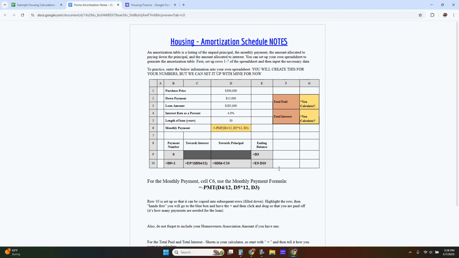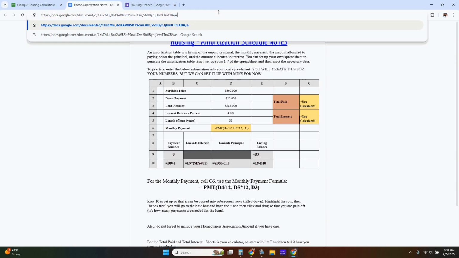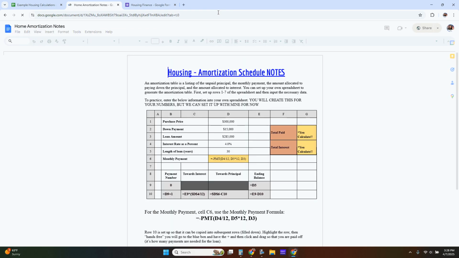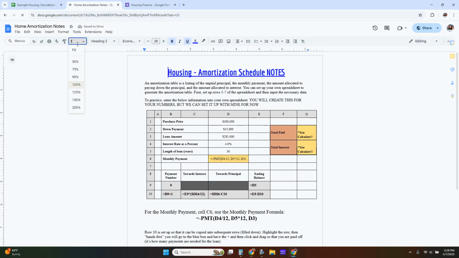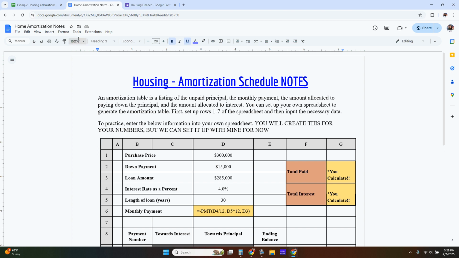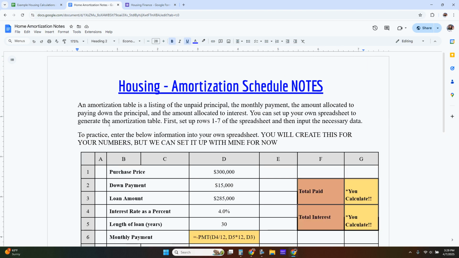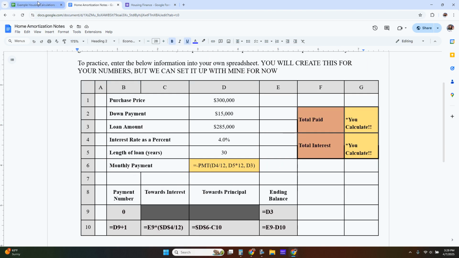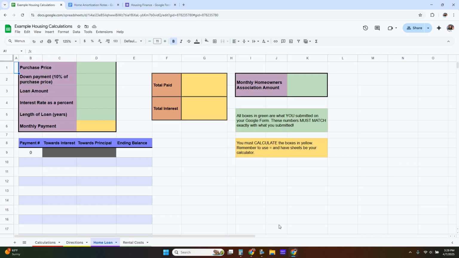On the notes that we have here, let me zoom in a little bit. You also have a paper copy of these notes in your notes packet, the very last page in there, so you can utilize it from there also. On the purple tab, my home loan, I also tried to color code it. All the boxes in green are what you submitted on your Google form. These must match exactly what you submitted. My homeowners association fee, I'm going to say, is $48 a month.